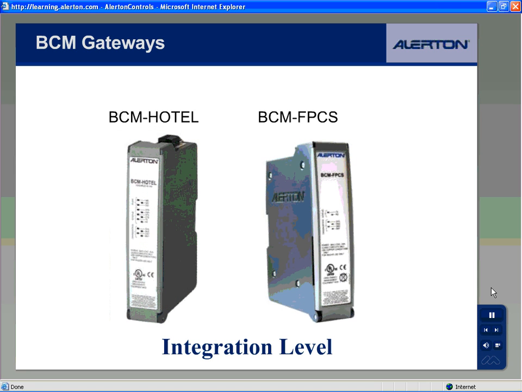The BCM Hotel is a BACnet-compliant gateway to a hotel reservation and check-in system using a serial communications line. The BCM Hotel allows individual control of up to 10,000 rooms.